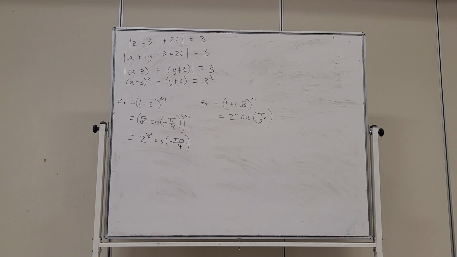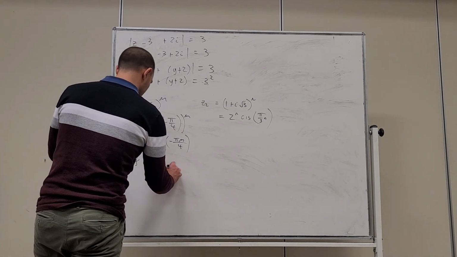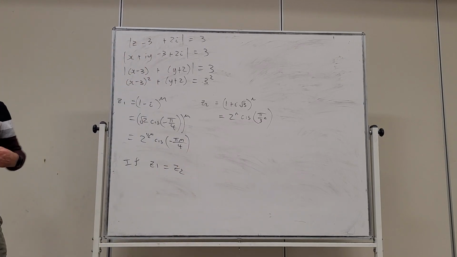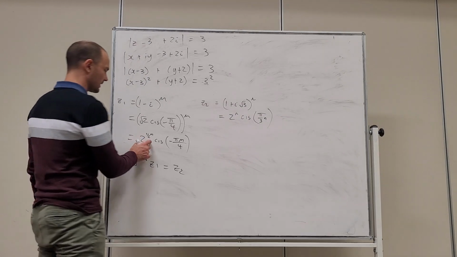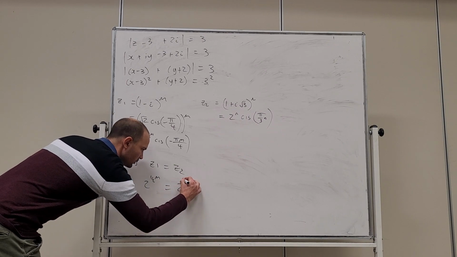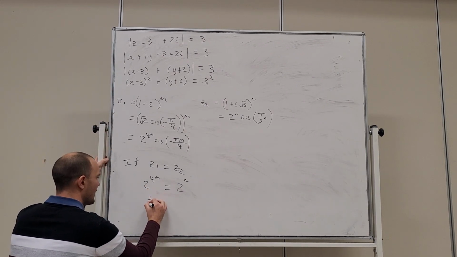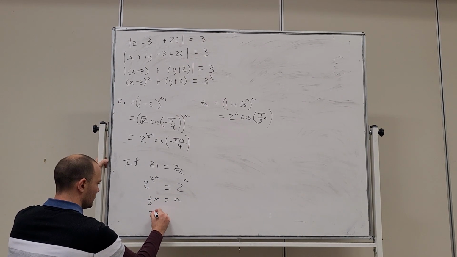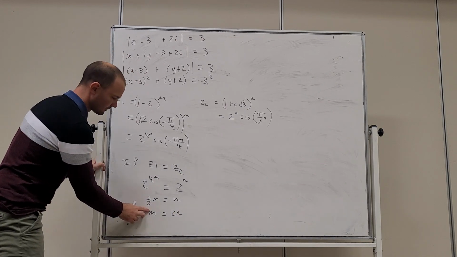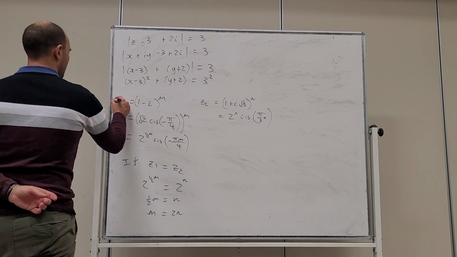Find them in the form r cis theta. If z1 equals z2, show that m equals 2n. So if z1 equals z2, what this means is the modulus of the two complex numbers is equal to one another. So that means 2 to the half m equals 2 to the n. We have the same base, so therefore we can equate the powers. We have half m equals n, and we have m equals 2n. So that's B part 1.